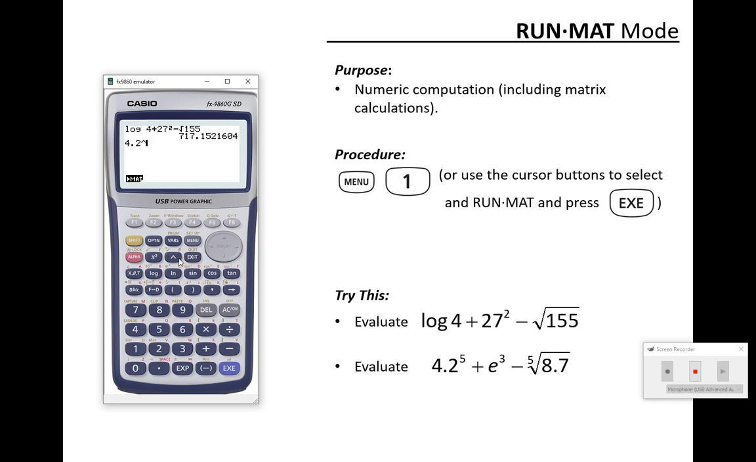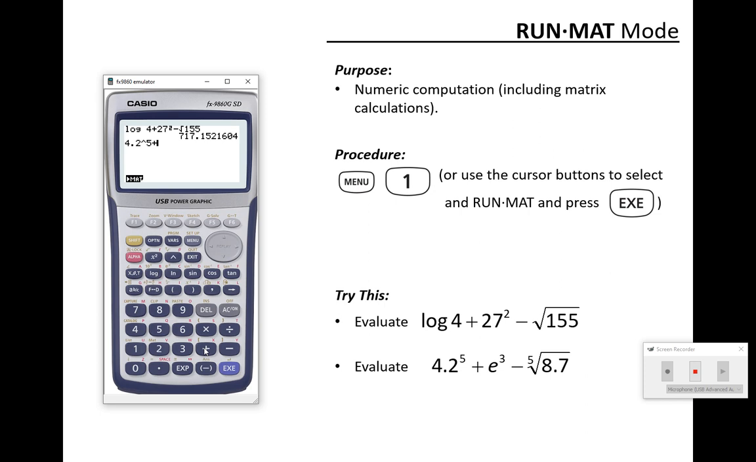And I want exponent 5. And then the next one is E, which we just talked about in the last lesson. And E's on this calculator. You look over top of the little ln, and above there is an E.